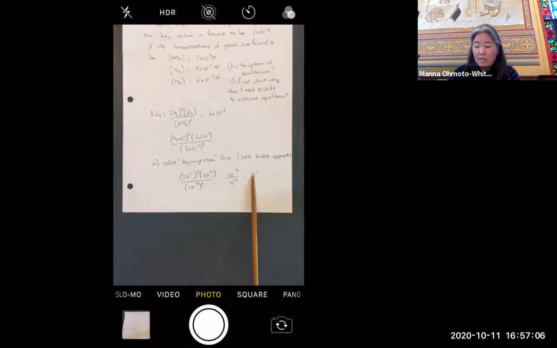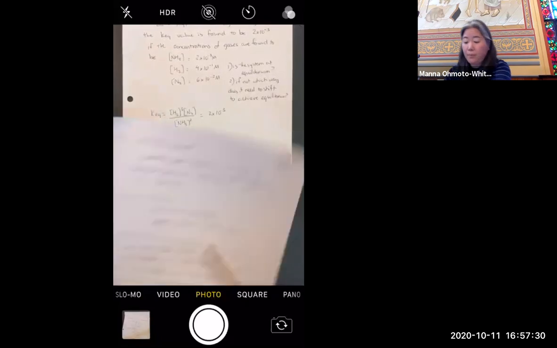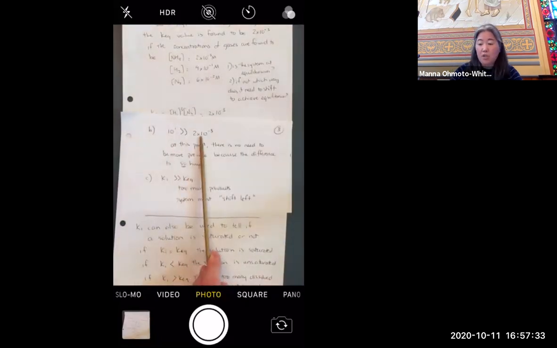And that becomes 10 to the first. 10 to the first is way higher than 10 to the negative third. I don't have to do this 4 times or 6 times or whatever in order to see that. In fact, this is only going to make it higher and higher, times 10 to the first, right? So on inspection, I can already say that my Ki value is much, much greater than my Keq value. I don't need to be more precise because the difference is so huge.